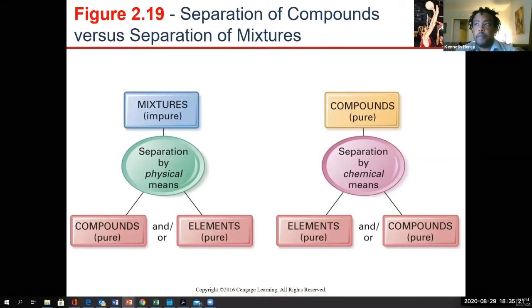Okay, so mixtures also means impure, right? Mixtures can be separated by physical means. So then you can get pure compounds, or you can get elements, depending on what your mixture is. A pure compound can only be separated by chemical means. And then by doing chemical means, you can get all your elements back, or you can get pure compounds back, or you can get a combination of both, okay?